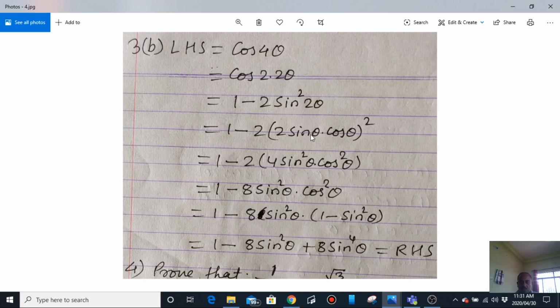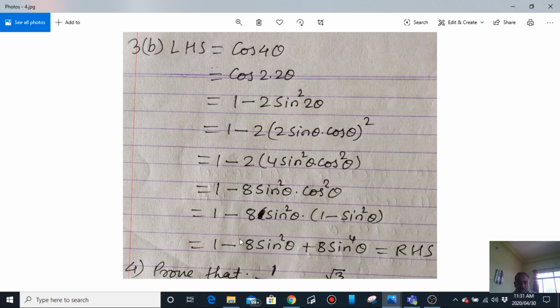Sin 2 theta is 2 sin theta cos theta. So now squaring, 2 to the power 4. So 1 minus 2, 2 square is 4 sin square theta cos square theta. Now there is no need of bracket: 1 minus 8 sin square theta cos square theta. At this point there is still cos square theta, so this cos square theta can be written as 1 minus sin square theta. Now 1 minus 8 sin square theta into 1 minus sin square theta.